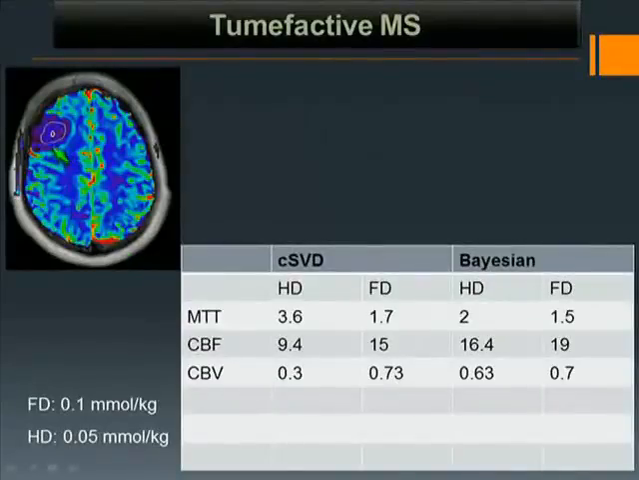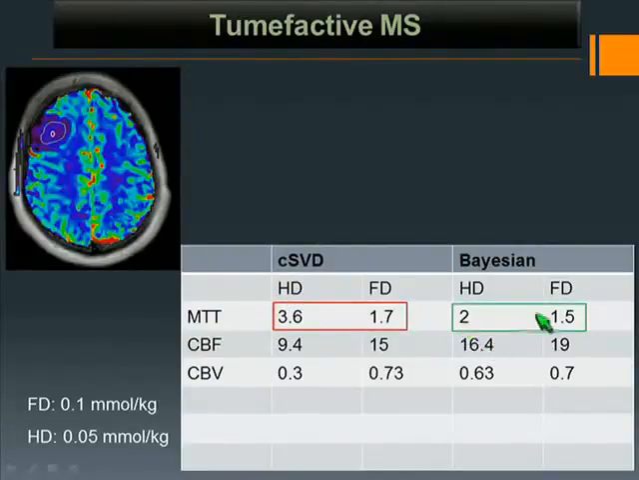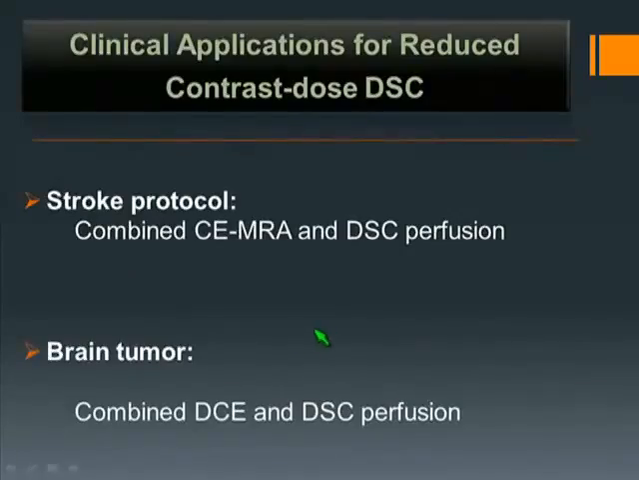Let's look at some numbers. We put a region of interest, and you can see that there was overestimation of MTT by a factor of 2 in this lesion in the half-dose group when processed with deconvolution, as opposed to a closer range of values when processed with Bayesian. Underestimation of CBV by a factor of 2 in this lesion, again, when processed with deconvolution, compared to relatively close numbers when you do post-processing with Bayesian.